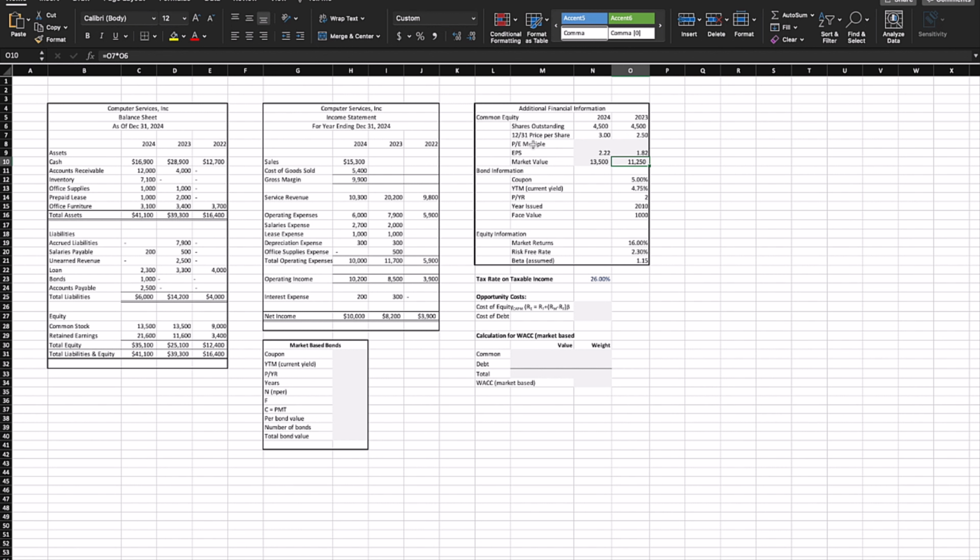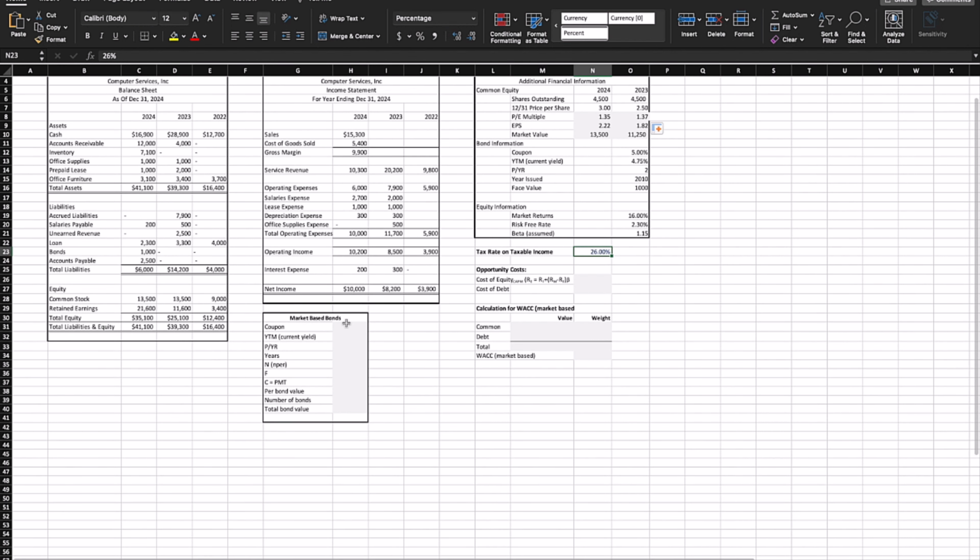All right. And now we got a PE ratio. This is price per earnings. So this is going to be your price at this time divided by your earnings per share. And we can drag that across. Okay, now we're going to come over to our bond area.